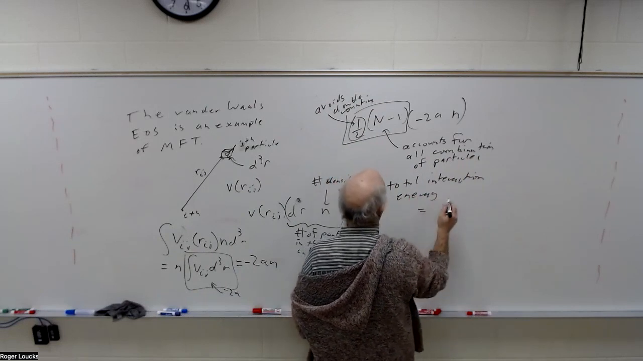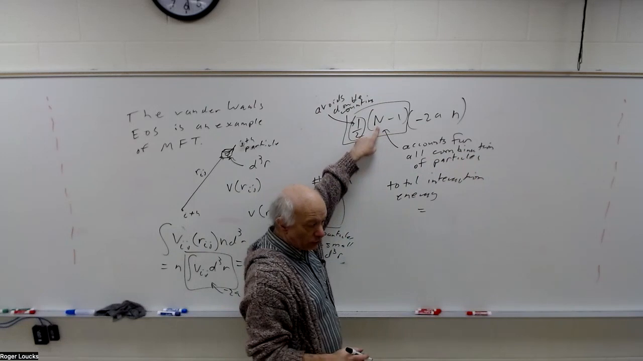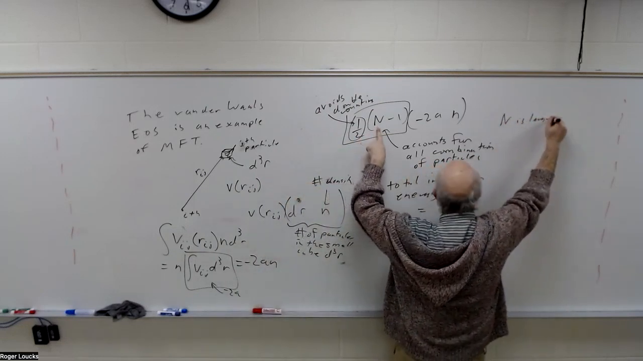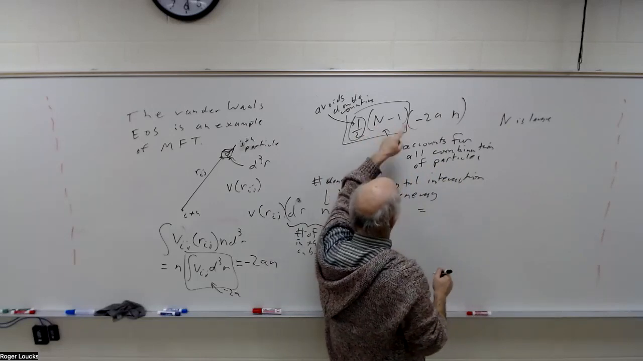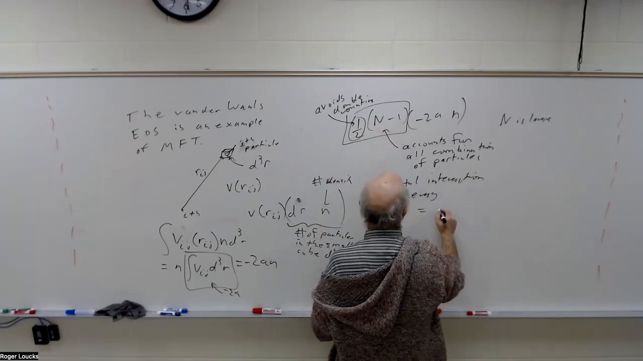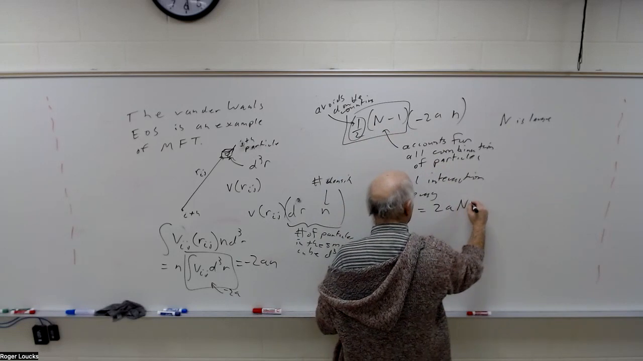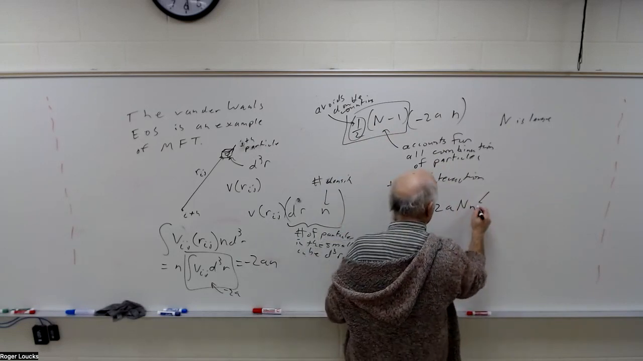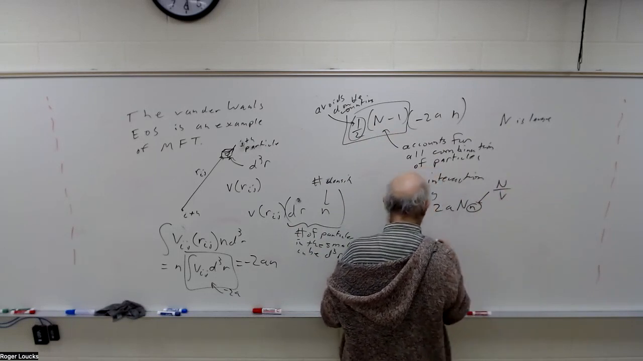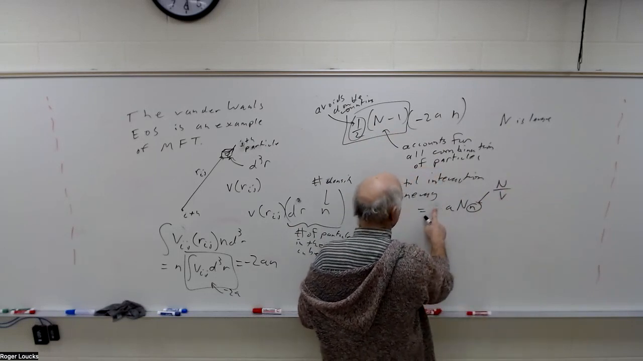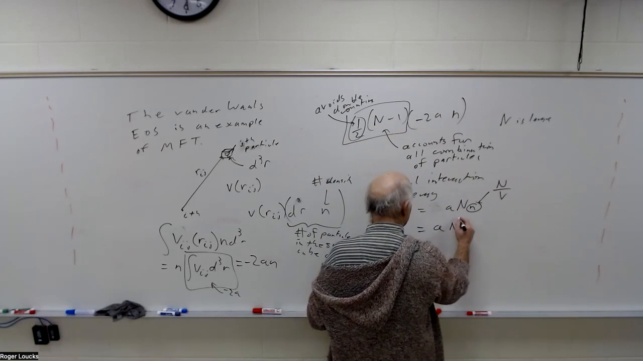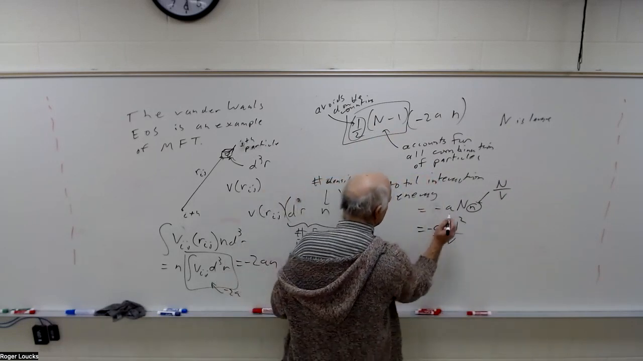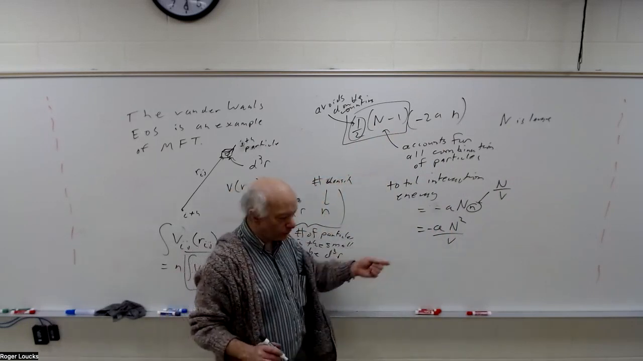It is going to be this, and we're going to say that n is large. Okay, so we can say n is large. This is basically just n instead of n minus 1. It's going to be this 2a n little n. This little n, since it's the number density, is the number of particles divided by the volume of the system. That 2 goes out, sorry about that. This is going to be minus a n squared over V. So this is your interaction energy.